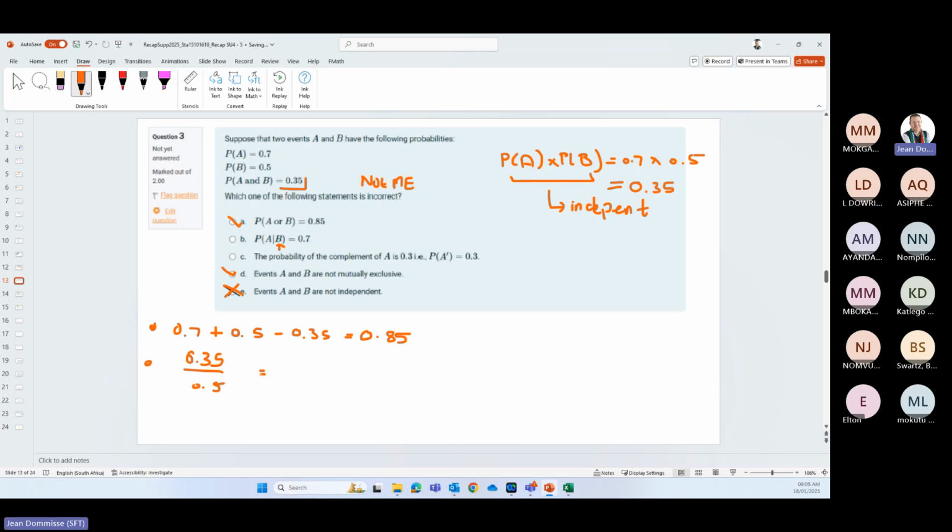So 0.35 divided by 0.5 is 0.7, which is correct. And then the last one that we need to look at is the probability of a complement. The complement of A is 1 minus the probability of A. So that will be 1 minus 0.7, which is 0.3.